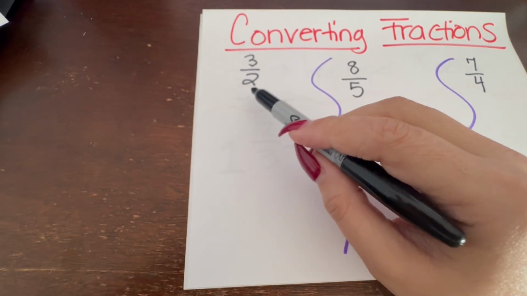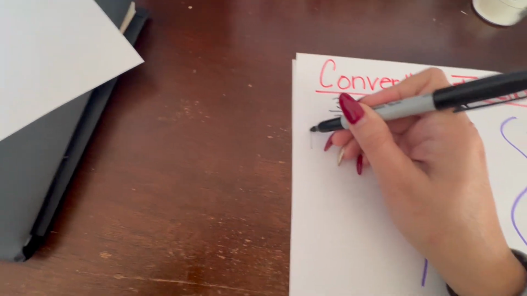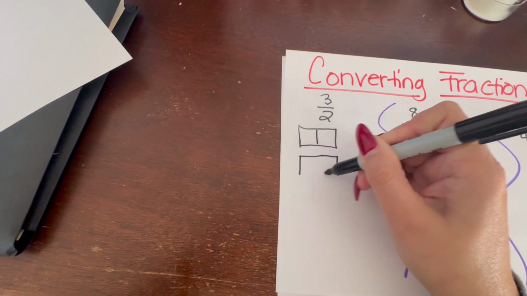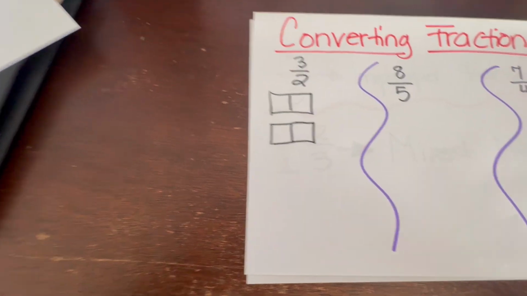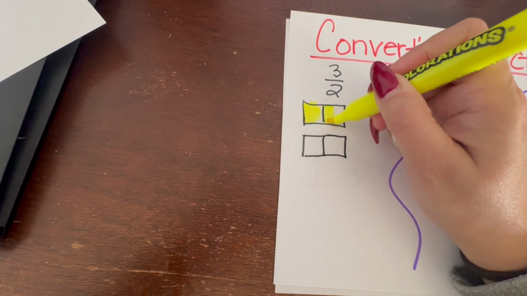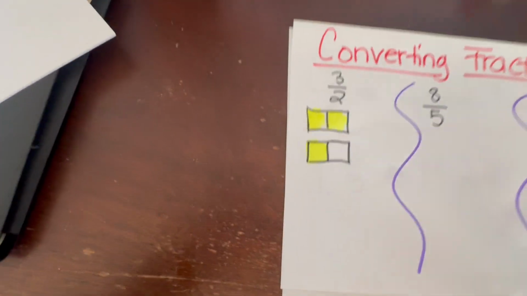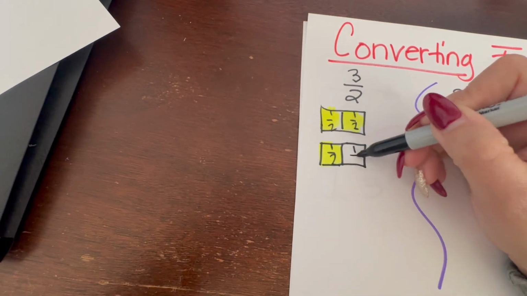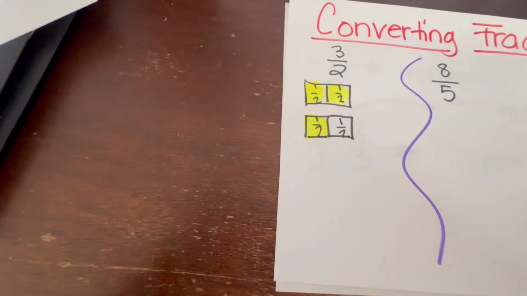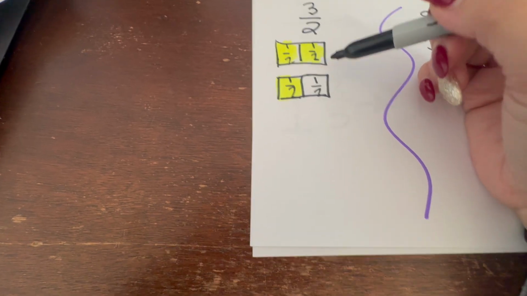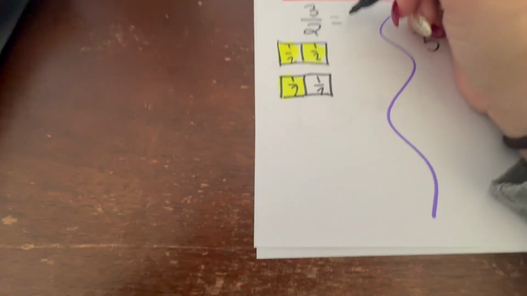So 3 halves. This means we have 3 of 1 half. So we can draw halves. Okay, and then we're going to shade in how many? 3, because my numerator is 3. So I'm going to shade in 1, 2, 3. And if it makes it easier, you can color these and write the fraction in. Now we can ask ourselves, how many wholes do we have? Well, we have 1 whole. I know it's a whole because the whole thing is shaded.